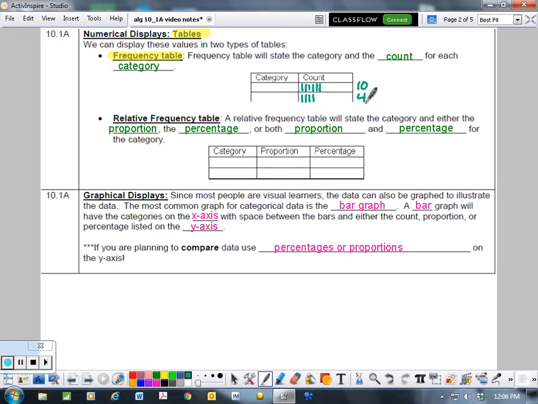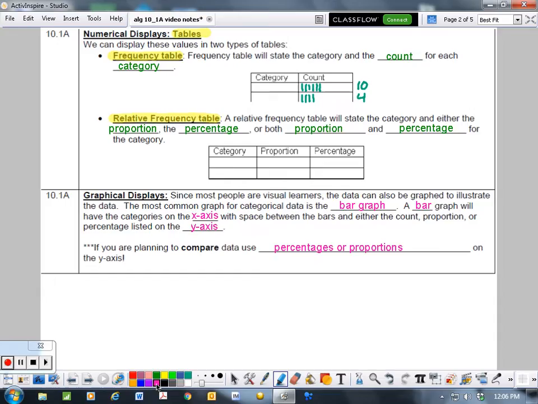But frequency tables are really only looking at the counts. Now, a relative frequency table now takes those counts and then turns them into a proportion, or turns them into a percentage, or sometimes both. And we'll typically be doing both. So we'll start off with our proportion and then turn it into a percentage.